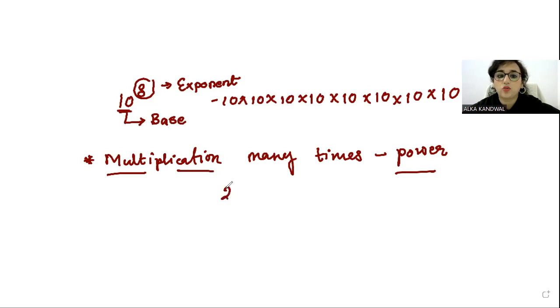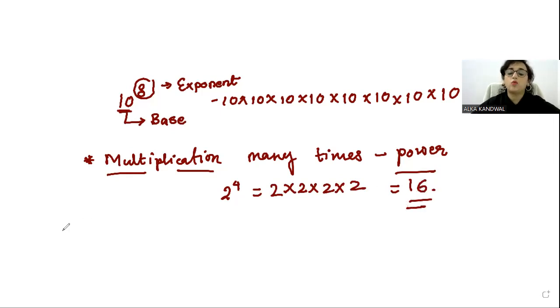For example, I tell you 2 to the power of 4. What will be its value? Many children get confused. They multiply 2 into 4 and say the answer is 8. That is wrong. 2 power 4 means 2, 2, 2, 2. 2 to the 4, 4 to the 8, 8 to the 16. What is the value of 2 to the power of 4? 16.